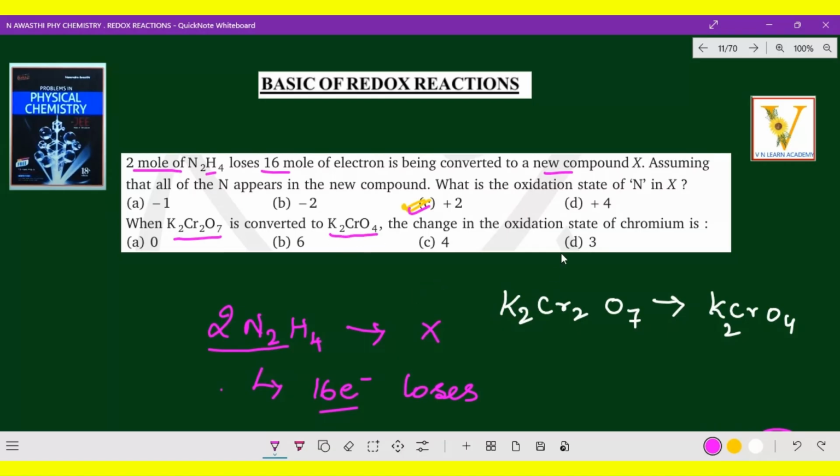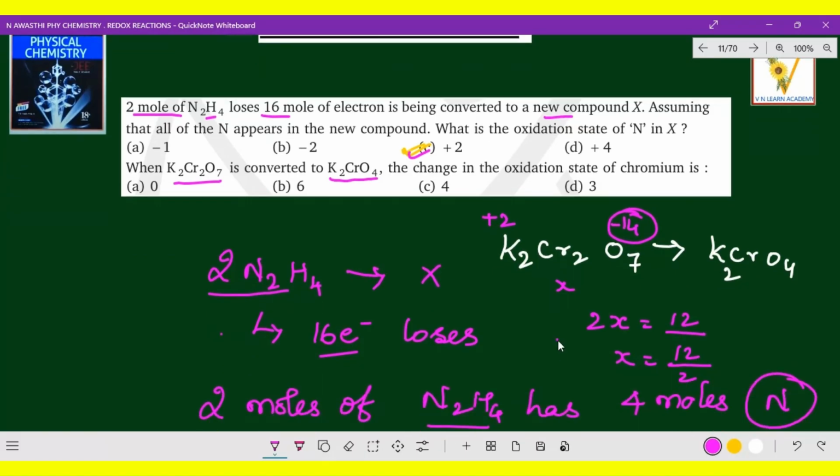Now let us find the oxidation state. It is very simple. Here, oxygen is minus 2, so that means 7 times minus 2 is minus 14, and this is x. The potassium is plus 2, so minus 14 plus 2 gives minus 12. Here 2x is there, so 2x equals 12, that means x equals 12 by 2, which is 6. So this is plus 6 oxidation state for each chromium atom.